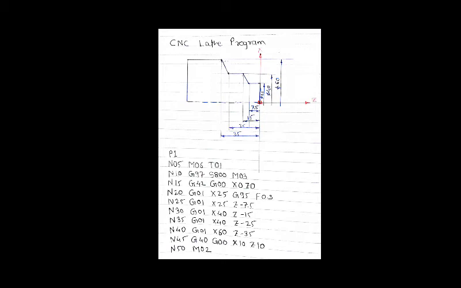Now I am going to repeat the codes which we have used in this programming. So P1 is program identification number, N is a sequence number, M06 is for a tool change. Then G97 is for a constant spindle speed. M03 is for the spindle's rotation in clockwise direction. G42 is tool radius compensation, right mode on.